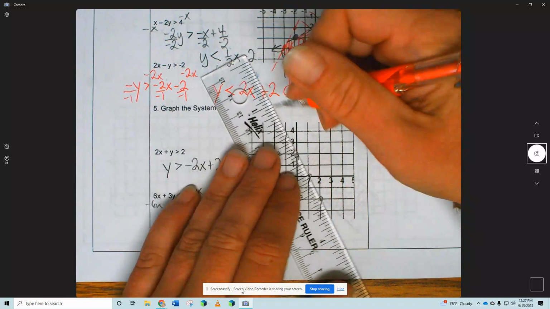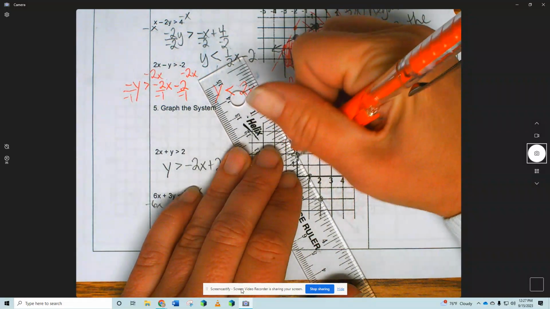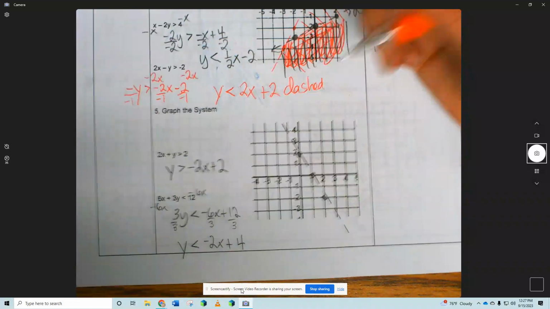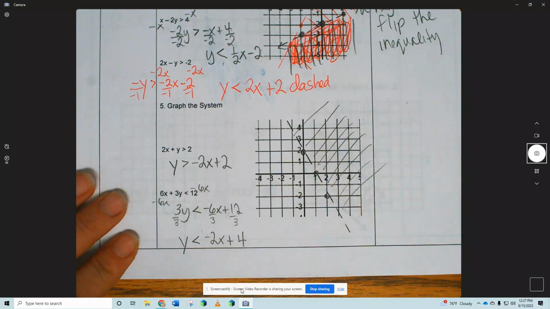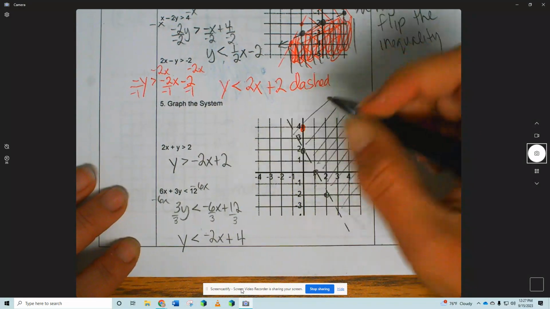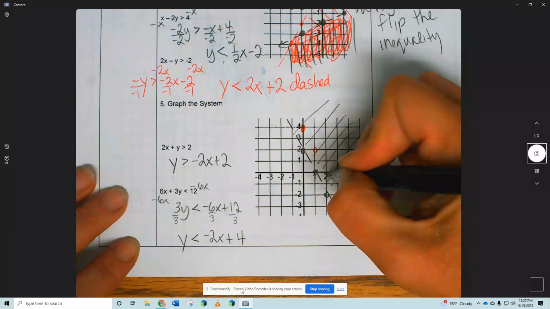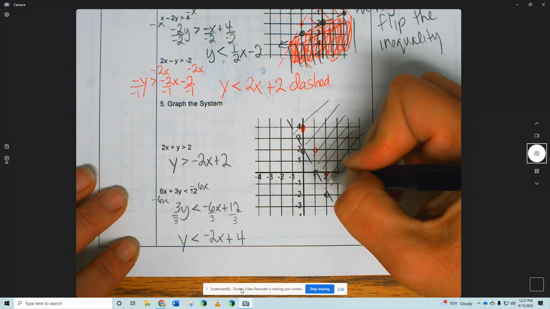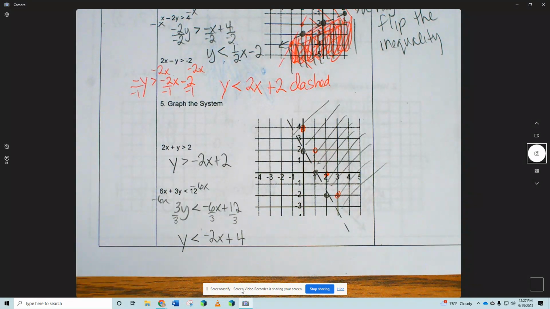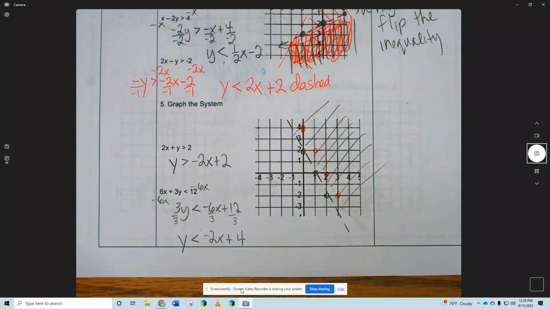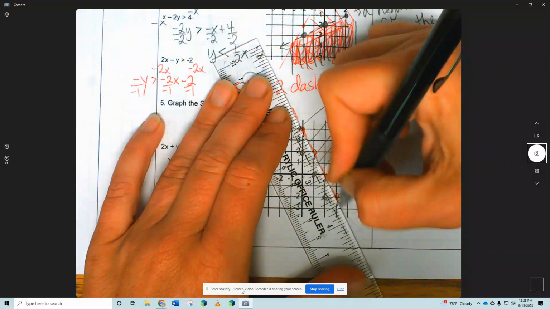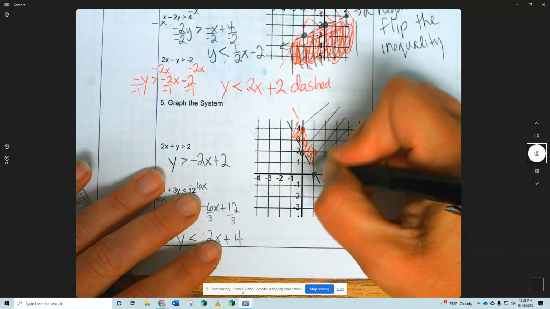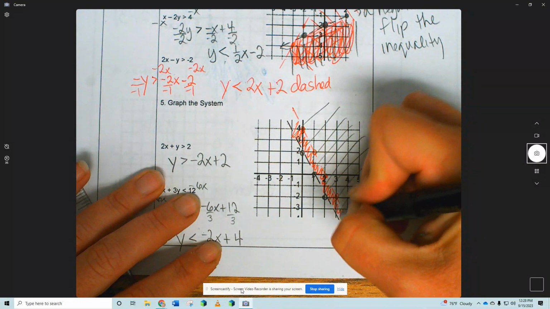Both are dashed lines, right? The shading for the top one is greater than the line. That's above it. The bottom one starts at 4, down 2 over 1, down 2 over 1, down 2 over 1. Hey, they're parallel, aren't they? But this shading is less than the dashed line. The shading is the skinny area right in the middle.